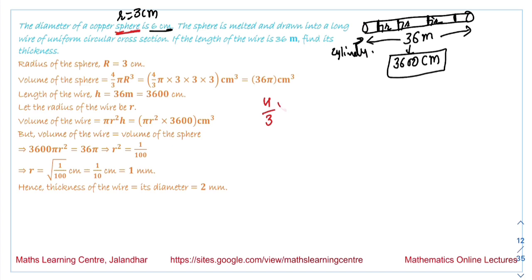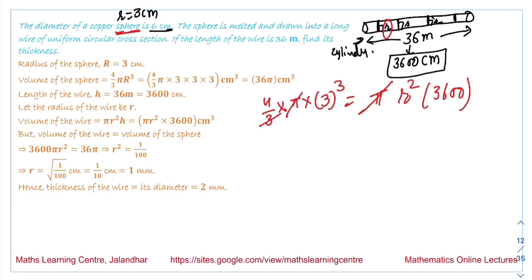So if we write the volume of the sphere of radius 3 centimeter, the formula we have is 4/3 into pi into R cube. If the radius of this cylindrical wire is R and the length is 3600 centimeter, then the volume is pi into R square into 3600. So this pi gets cancelled, and the 3 gets cancelled over here. So we get 4 into 9 by 3600 equal to R square.